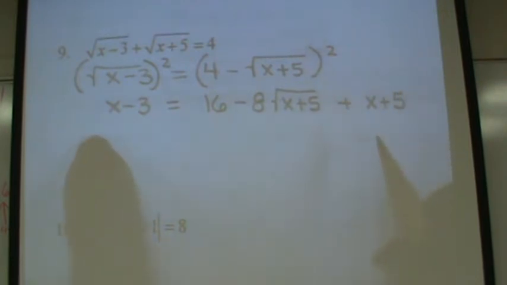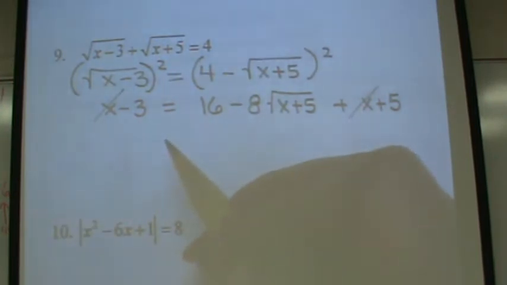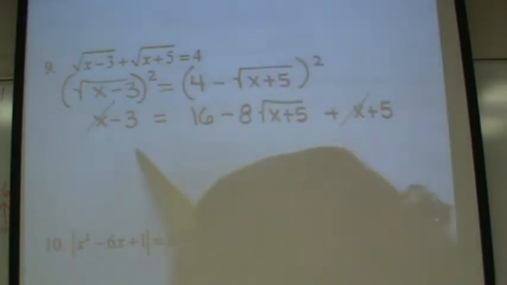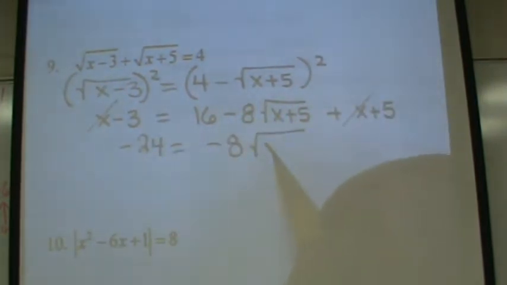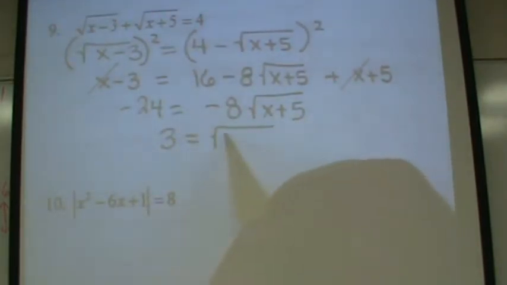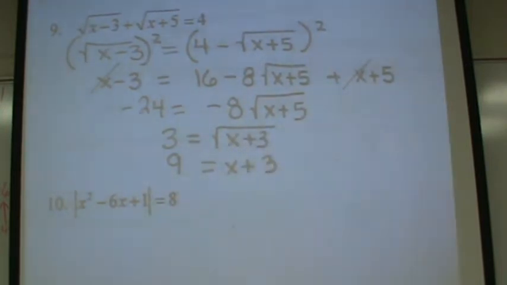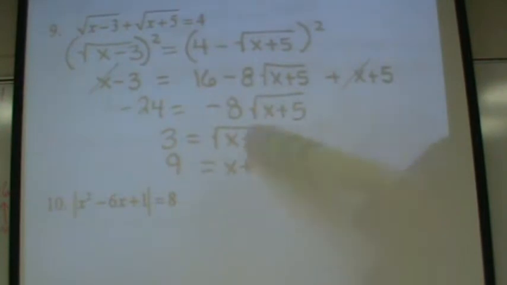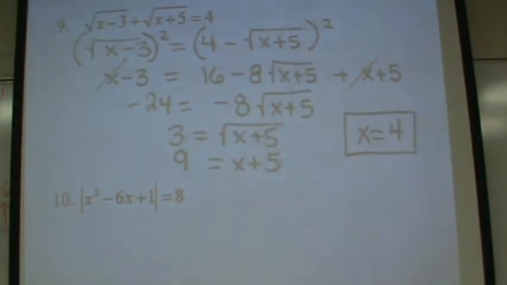Now what you have to do is get x by itself. So I would cancel these two out. You want to add these two up and subtract. You get negative 24. Divide by negative 8. And then square both sides again. So you get 9 equals x plus 3. And then subtract 3. So your answer is, I'm sorry, this is a 5. Your answer is 4.